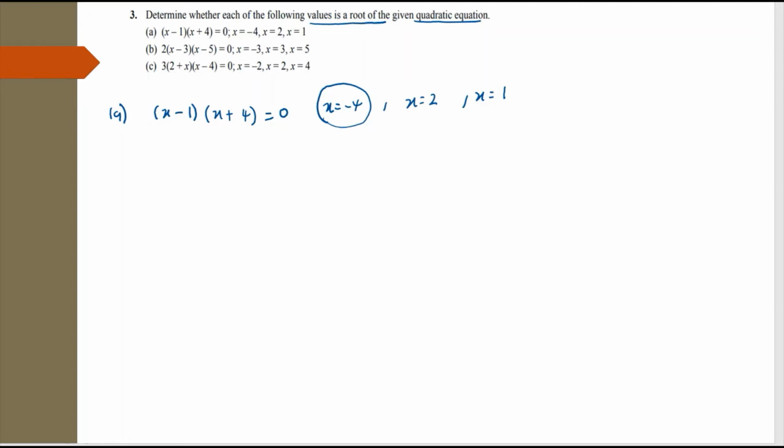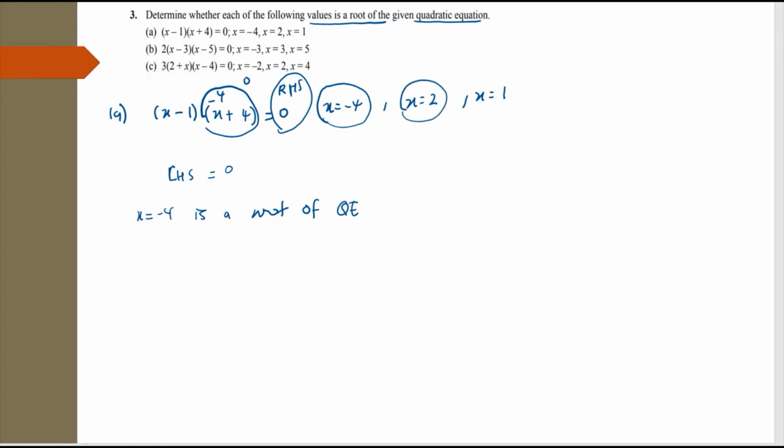Okay, we substitute -4 here. When -4 plus 4, we get 0. 0 times any number will get 0. So the left hand side we get 0. Left hand side equal to 0 and right hand side also equal to 0. So we get the same value. So that means x is equal to -4 is a root of this quadratic equation.